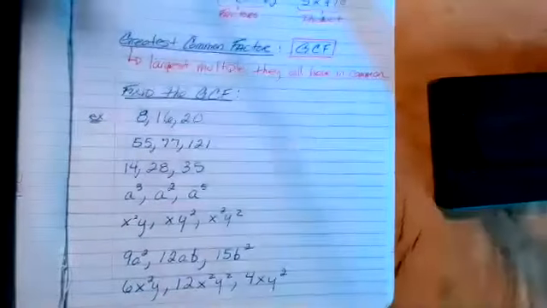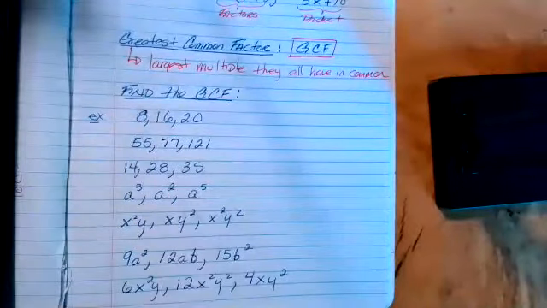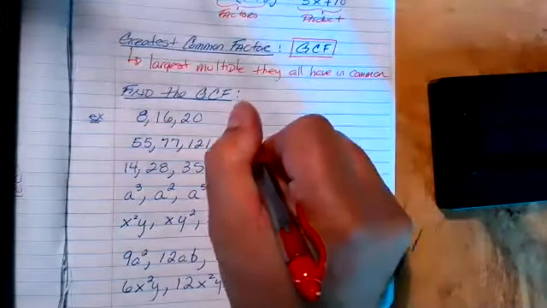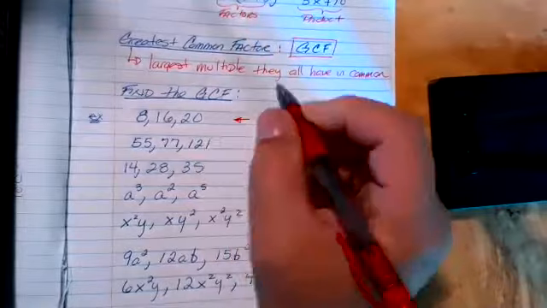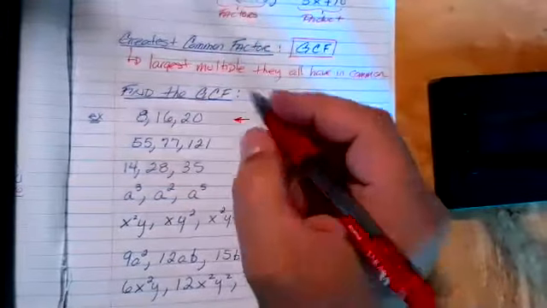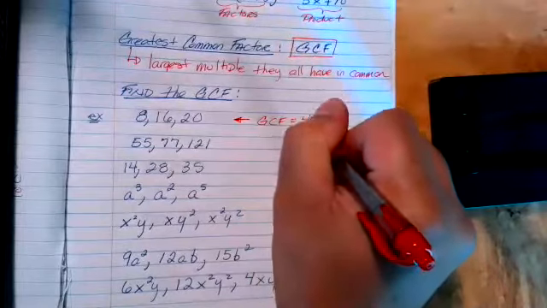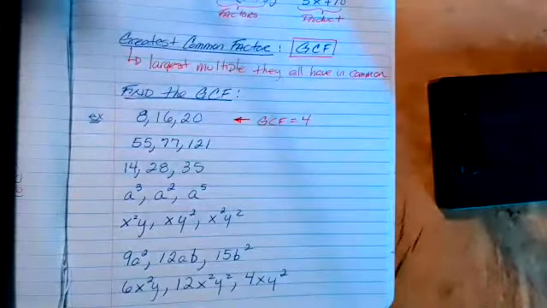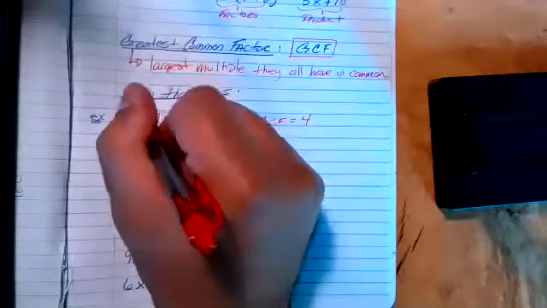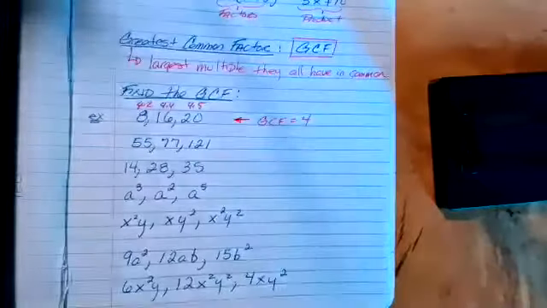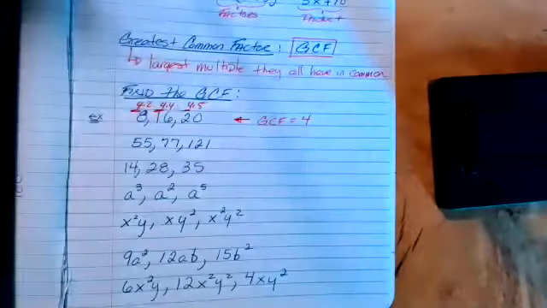In this first example, we have 8, 16, and 20. So I'm looking for a value that goes into 8, 16, and 20. And we all agree, I could make a mistake on this, so if I do, stop me. It looks like it's going to be 4. Awesome. Because we know 4 times 2 is 8, 4 times 4 is 16, and 4 times 5 is 20. So they all have a common factor of 4.